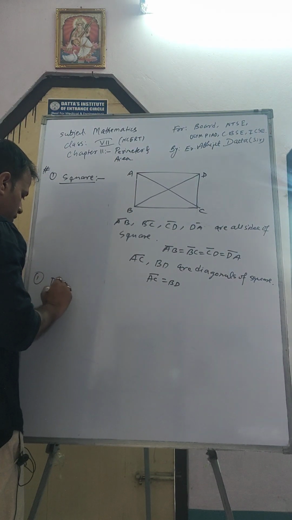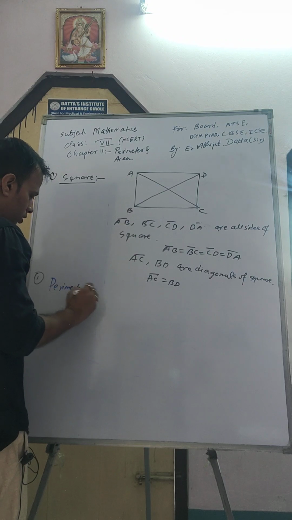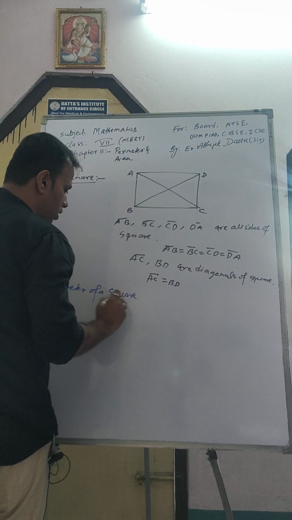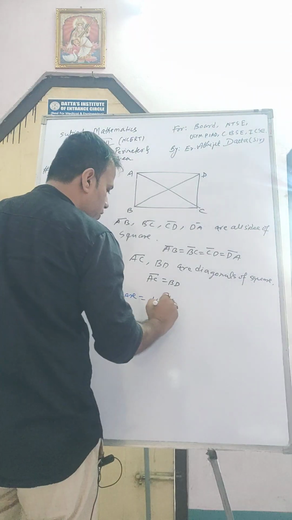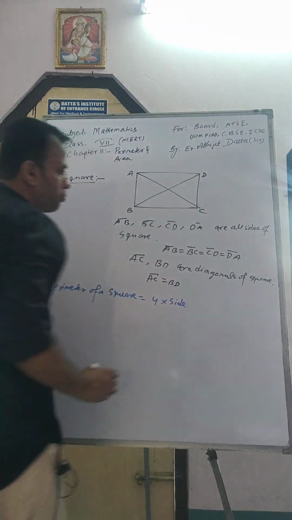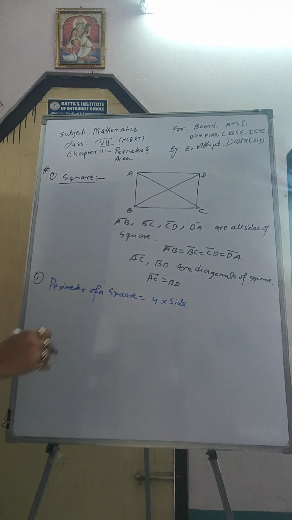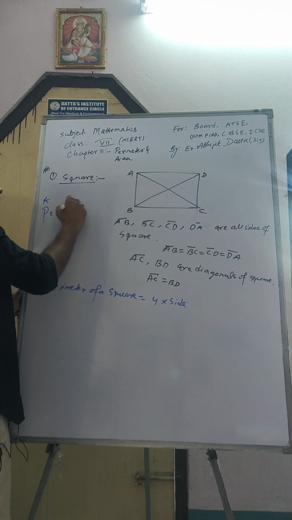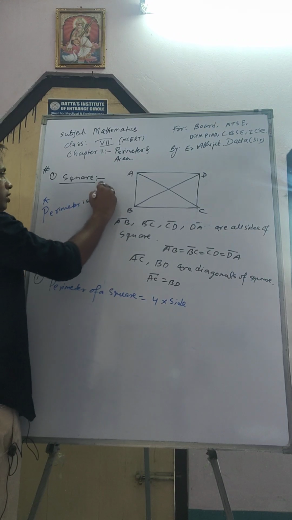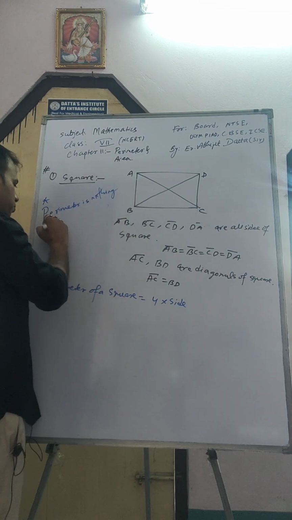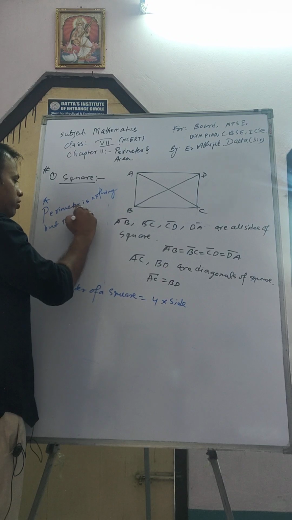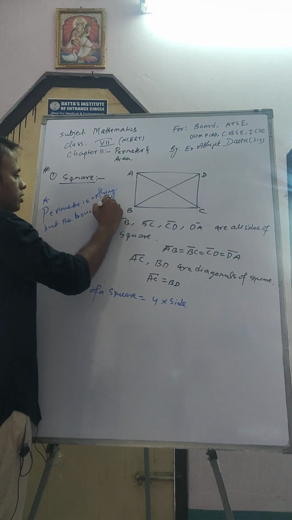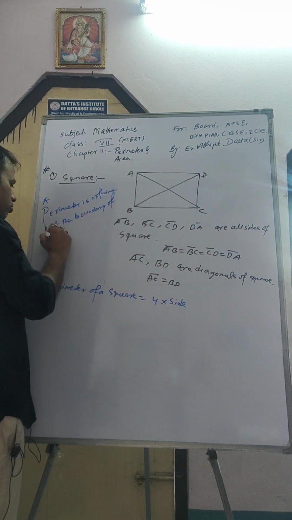Now the first formula is, what is the perimeter of a square? Perimeter of a square is equal to what? 4 into side. Perimeter is nothing but the boundary. Okay, perimeter, you have to remember this one. Perimeter is nothing but the boundary of a figure, of any figure.